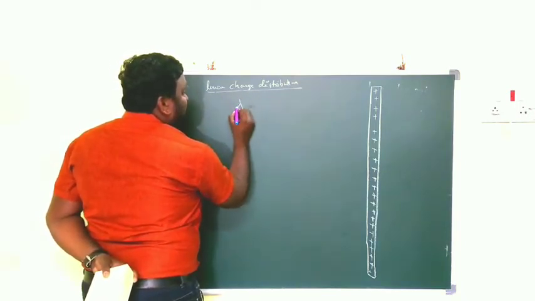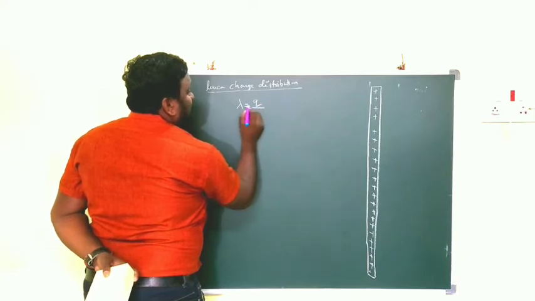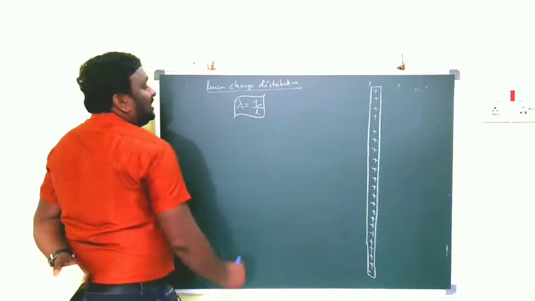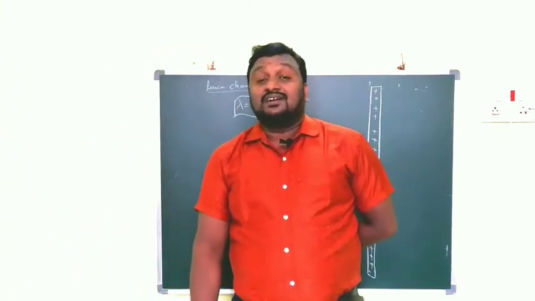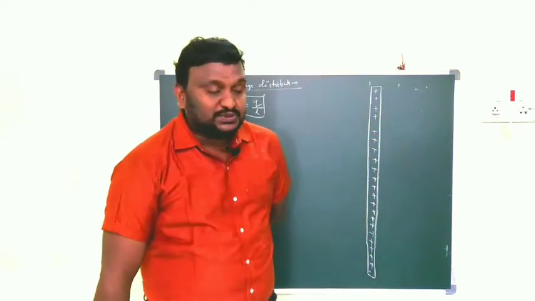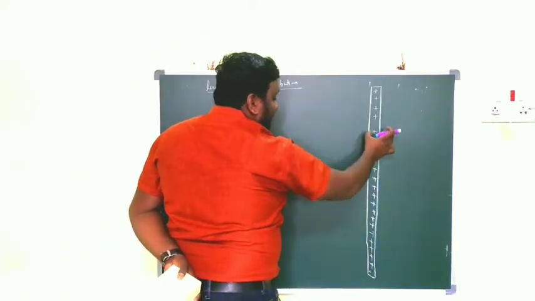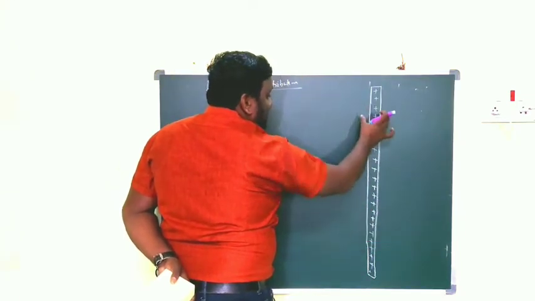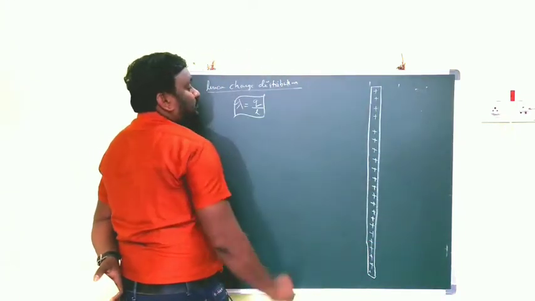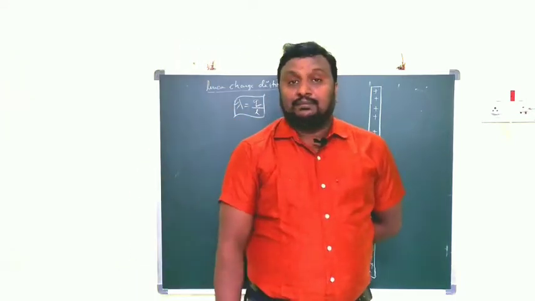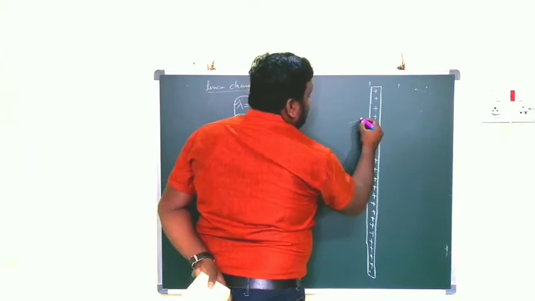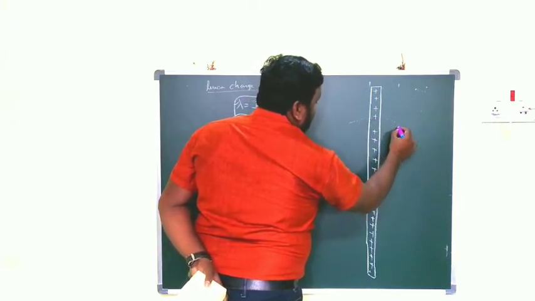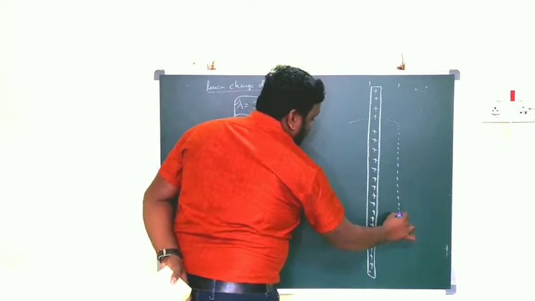Linear charge density is shown as lambda is equal to Q by L. What is that? Lambda is equal to Q by L. The charge available in a particular length is called linear charge density. So here we have taken a long straight current carrying conductor of charge density lambda. To explain that, we are constructing one Gaussian surface.